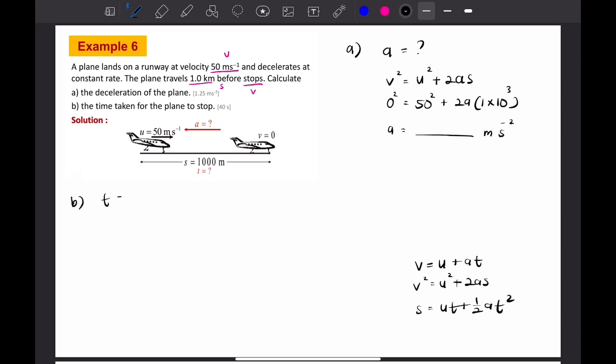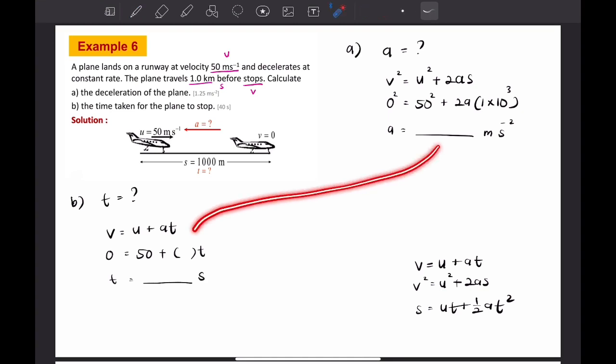For B, the time taken for the plane to stop. So this one they ask you the t. Can we use the first? We have v, we have u, we have the a from part A. We don't have the t, so we use the first equation, the simplest one. 0 equals 50 plus, and then substitute the a, t we don't have. Then do your maths again, and you get the answer in seconds. Very easy.